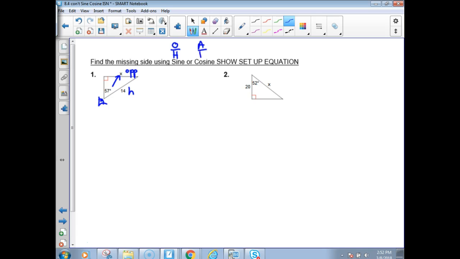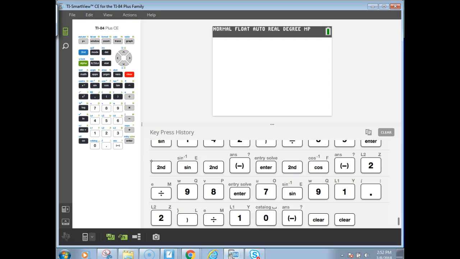This is a heap, cosine. So this would be the sine, and then you put the angle in, sine of 57. It's always sine of an angle or cosine of an angle or tangent of an angle, is equal to opposite leg x over the hypotenuse 14. We then treat this like a proportion, and we do our cross products property, and we get x equals 14 times the sine of 57. You grab your calc and you type that in: 14 sine 57.